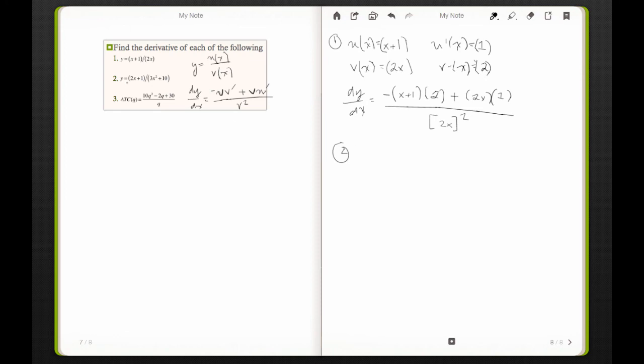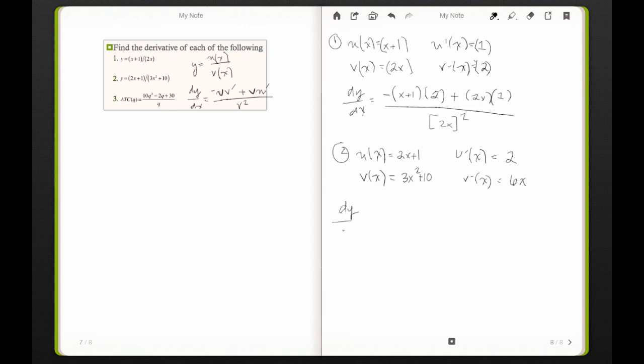So for the second function, this one here, our u of x, our top guy, is 2x plus 1. Our v of x, our bottom guy, our denominator, is 3x squared plus 10. Okay, so then I know that my u prime x, the derivative of this guy with respect to x, is 2. And then my v prime x is a little bit more complicated. I'm going to have to use that power rule here. But the derivative of this function with respect to x is going to be 6x.